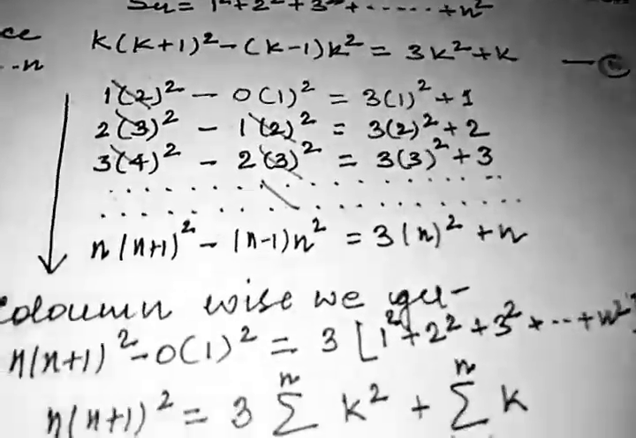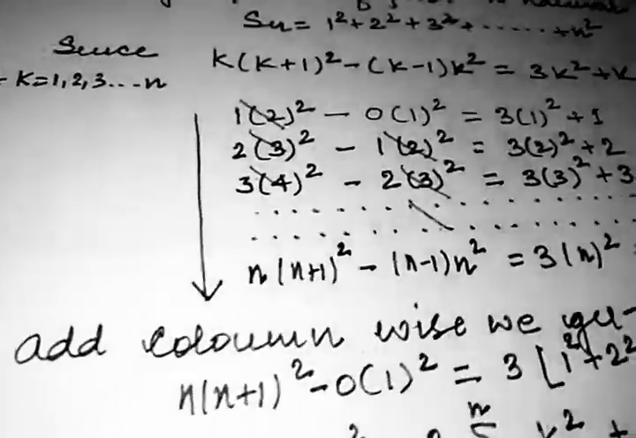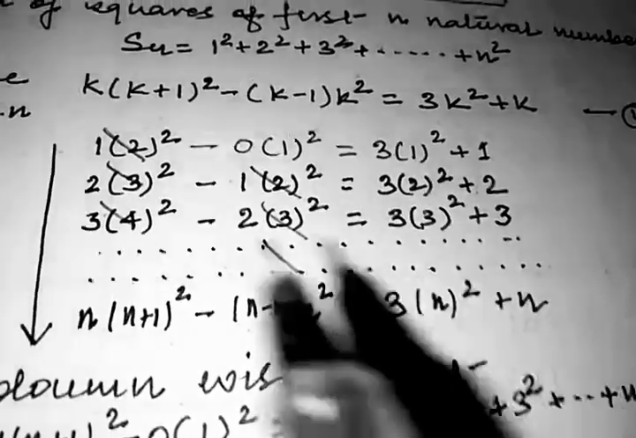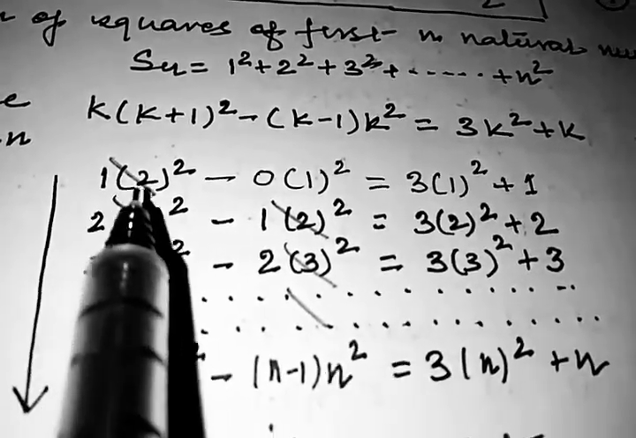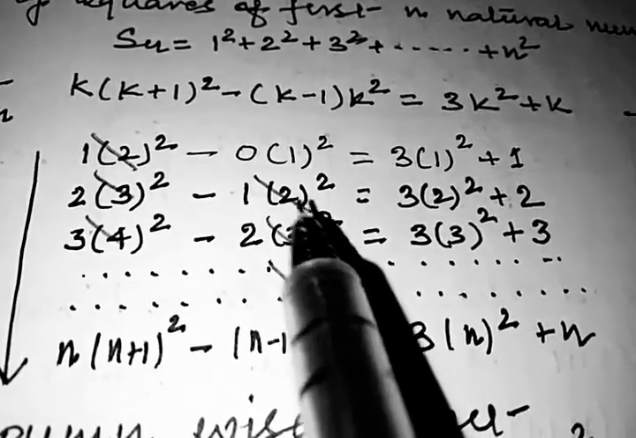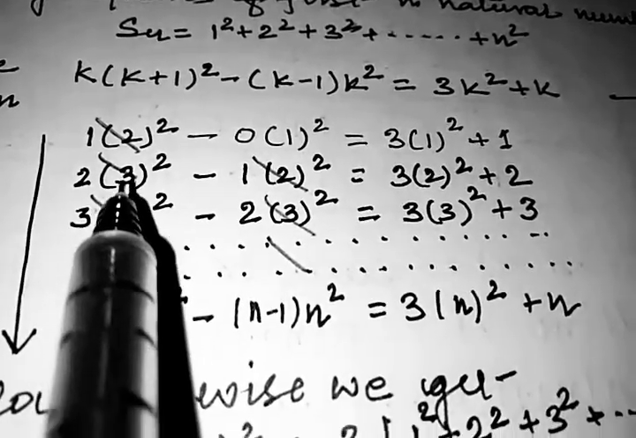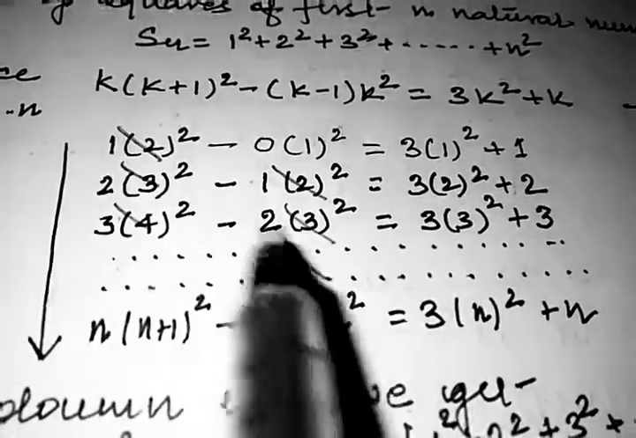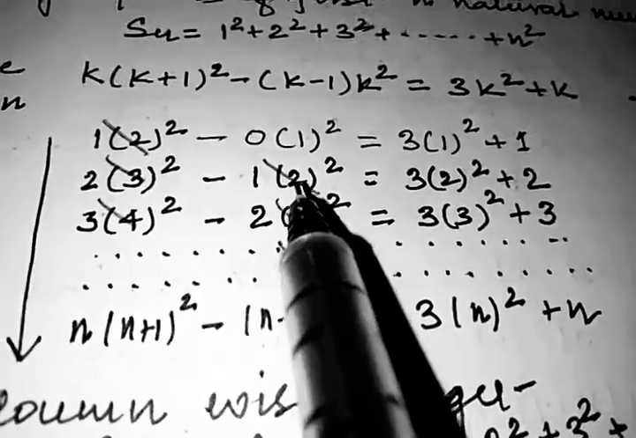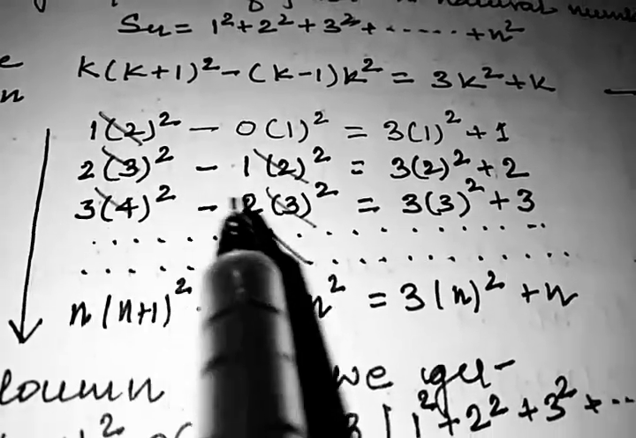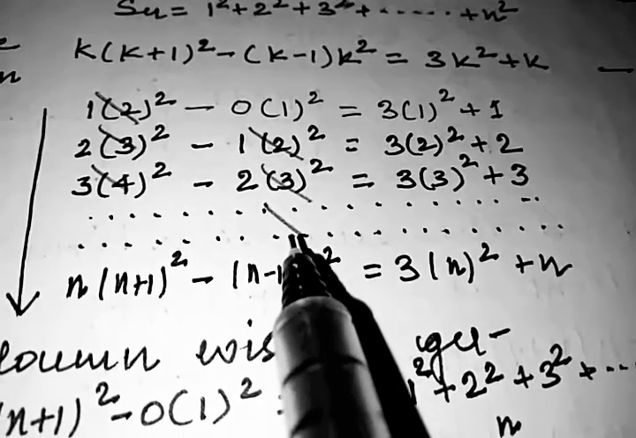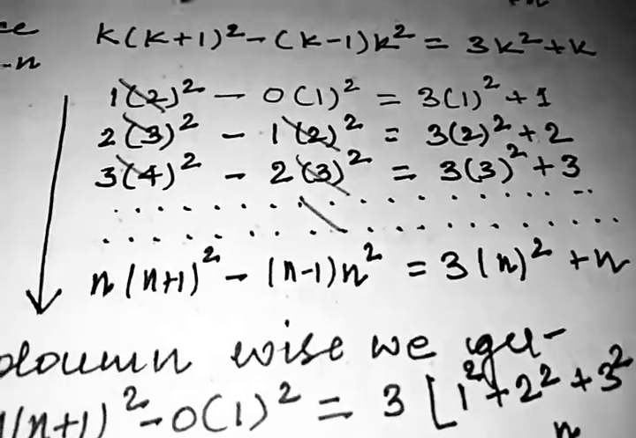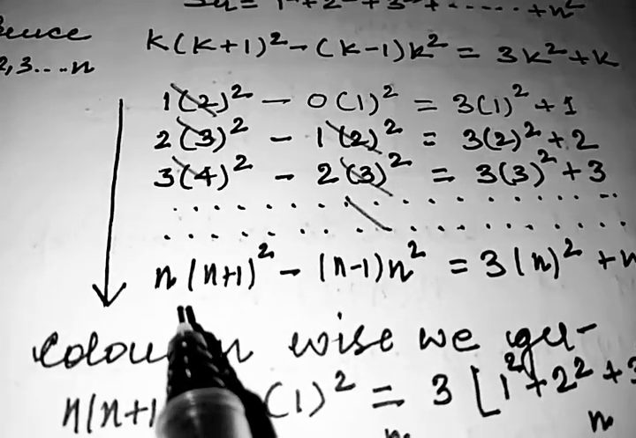Now see children, now add column wise. We'll be adding like this, like this, like this. Just see here, this is 1 into 2 square and it is 1 into 2 square here negative. Then it is 2 into 3 square, then it is 2 into 3 square negative. So what will happen in adding all these terms? This term will be cancelled by this term, this term by this term, this term by this term, and some term here will be cancelling this term also. So what we are left with, this term, is not cancelling.